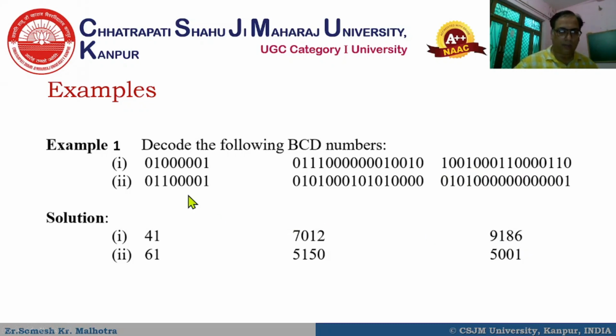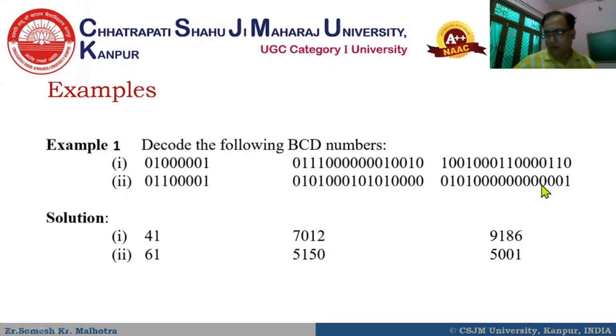Now let us see the next part. This 4 bits are equal to 1. This 4 bits equal to 6. Therefore, it is 61. This 4 bits is 0. Then this 4 bits is 5. This 4 bits is 1. Then the last 4 bits is 5. 5 and 5, 0.